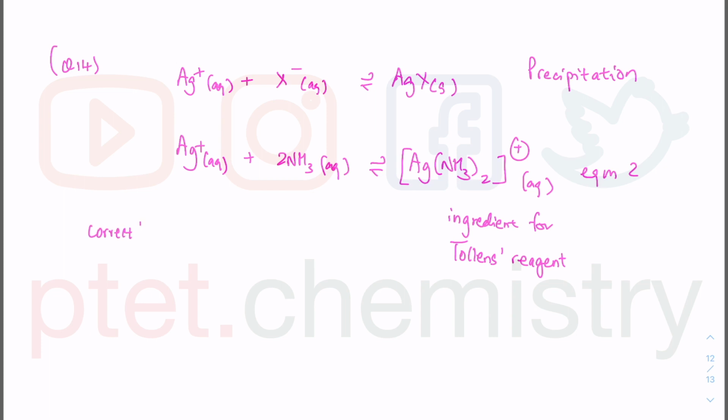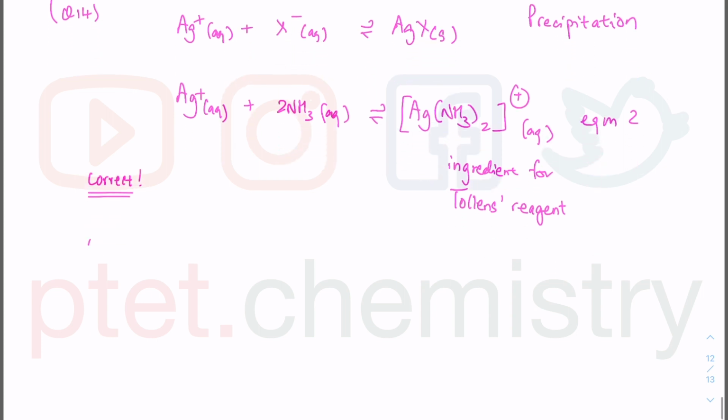They are looking for the correct statement. If you look at option A, what does option A say? Option A says the position of equilibrium 1 lies to the left when X- is equal to I-. So we know that AgI is very insoluble. So that means AgX, a solid, AgI precipitates out. So the AgI is a yellow solid.